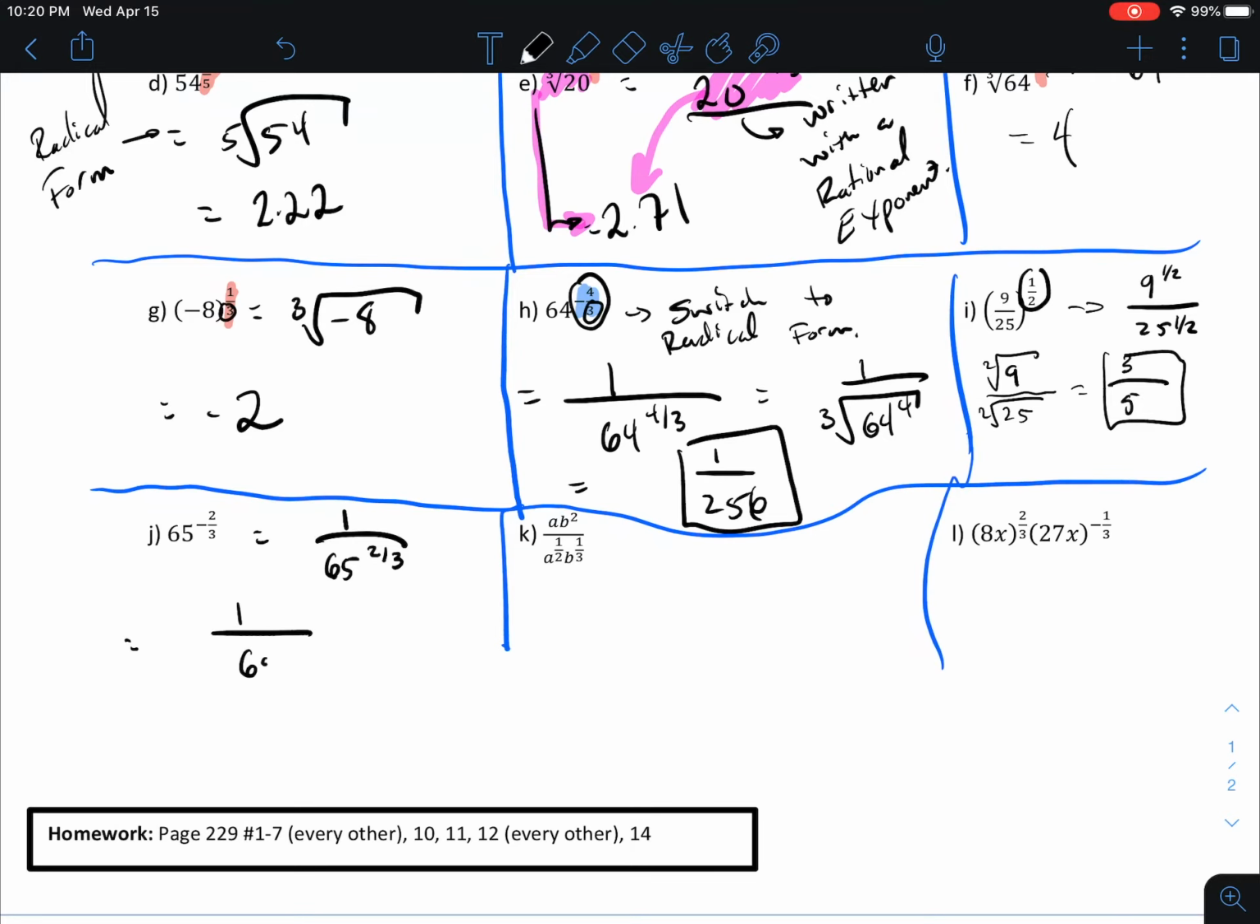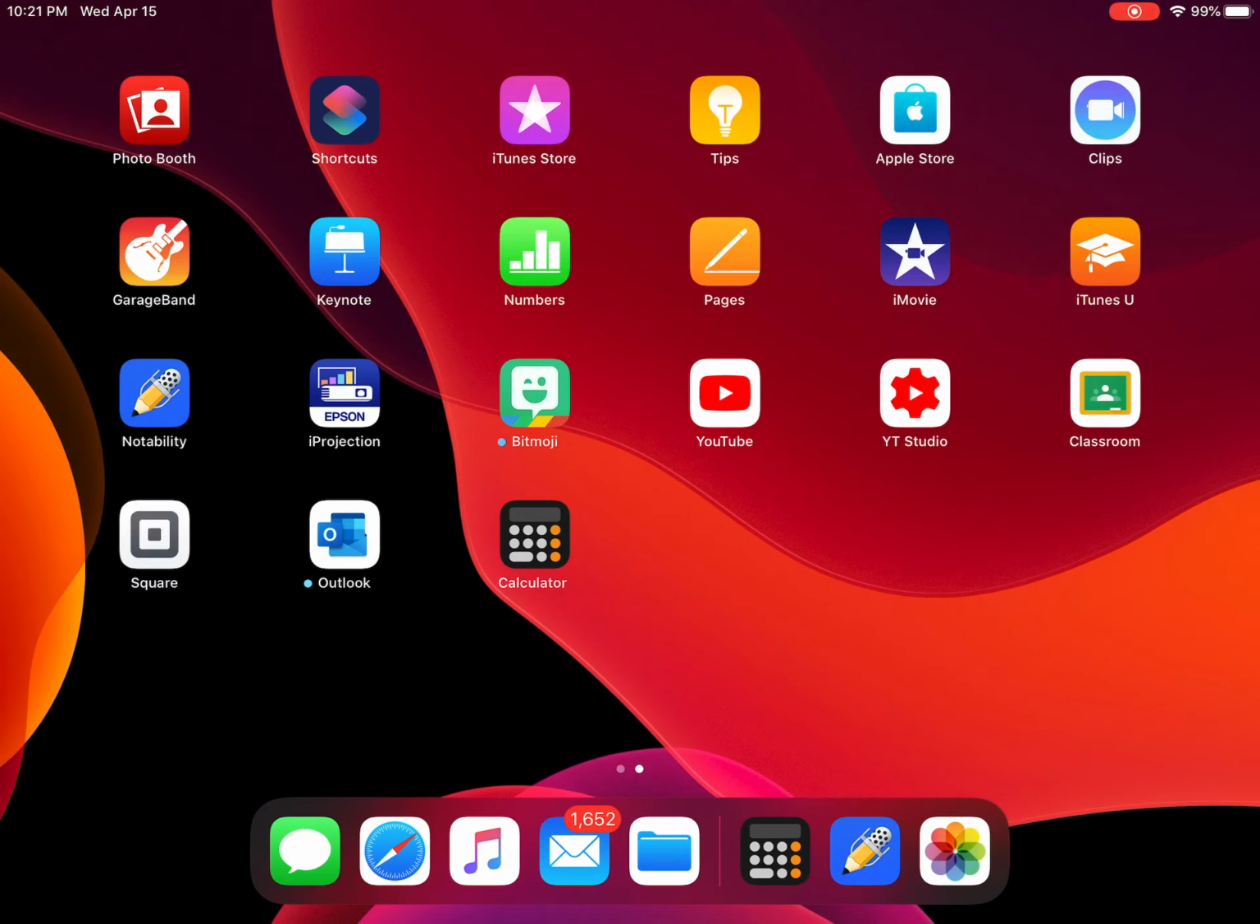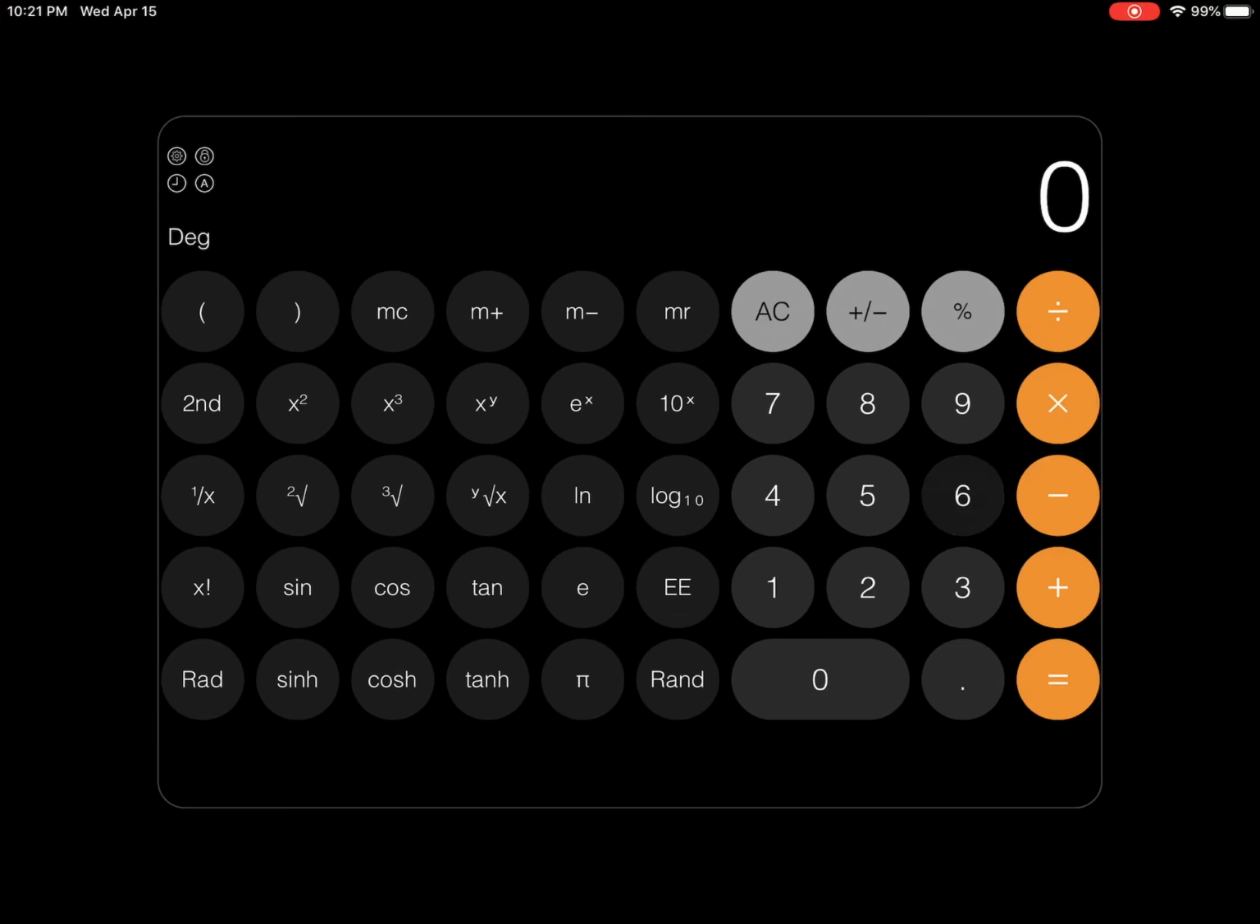Okay. From there, I can put 1 over, I'm going to rewrite the base, 65, and then put the 3 in the hook, and the squared on the inside still. So this is basically going to be 65 squared cubed root. Okay, that's what that's saying.